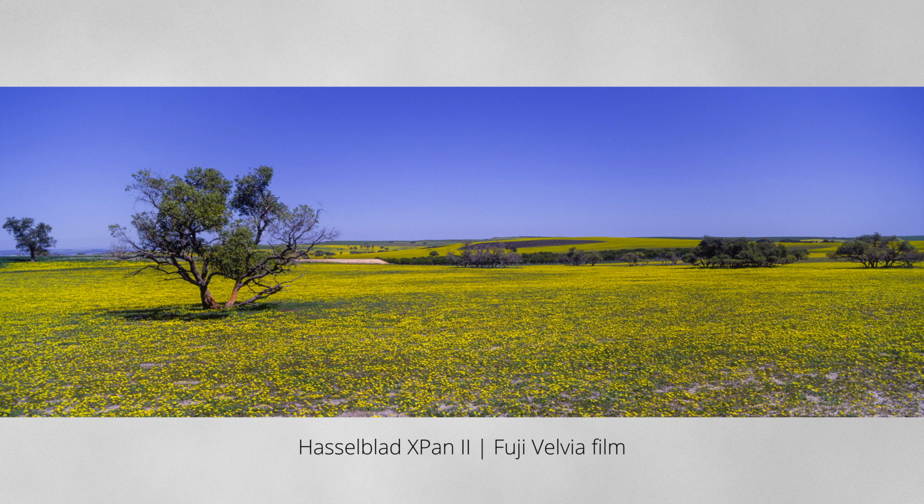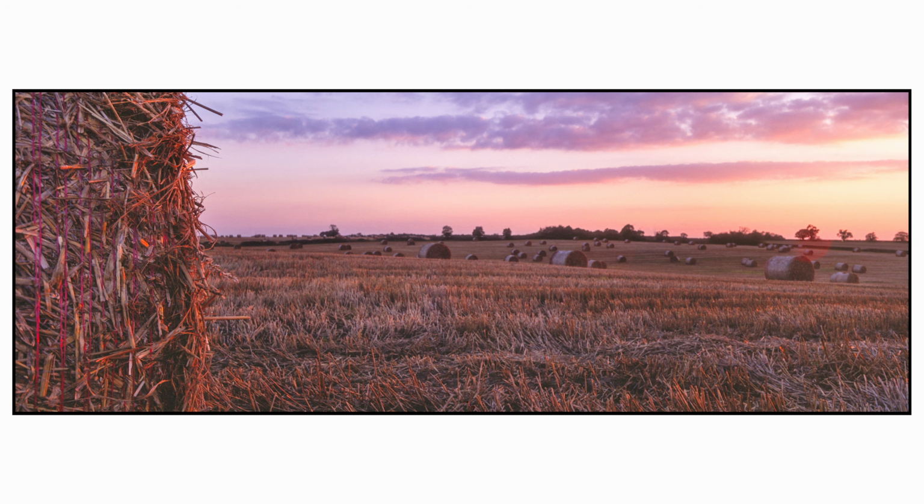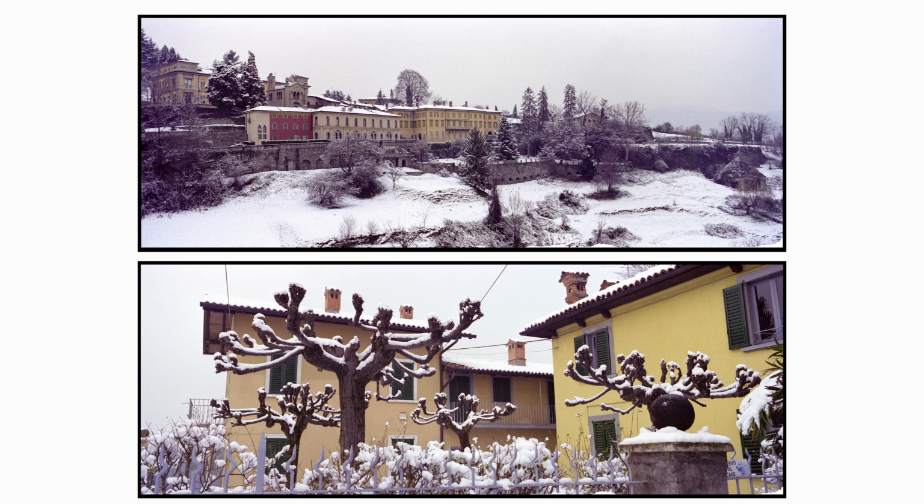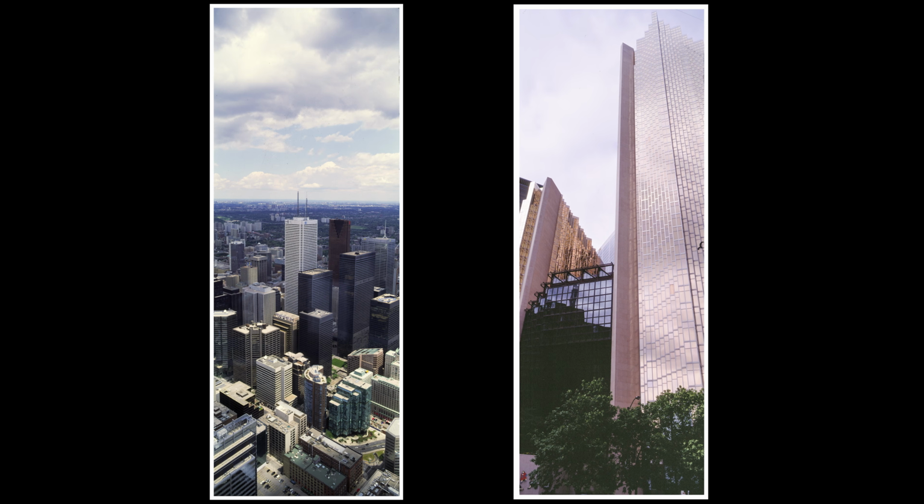To this day, I love panoramic images, and I think owning the XPan really helped me understand the beauty that you can get in a good panoramic photo. Here's an old XPan photo I took of an English farmer's field at sunset, and here's a couple of photos I took in Bergamo, Italy. You could also create super cool vertical panoramas, like this one in Toronto taken from the top of the CN Tower, and this one on the streets of Toronto.